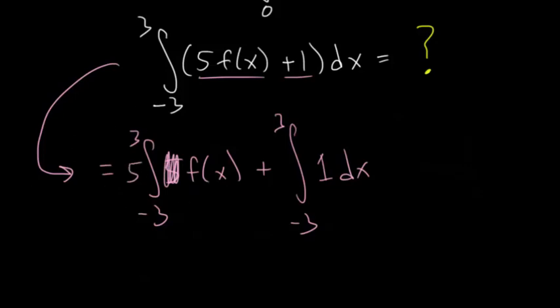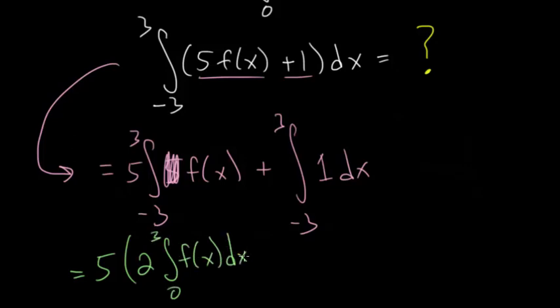And recalling what I mentioned about even functions, this integral here can essentially be rewritten as 5, this constant here just carries along, and then we have twice the integral from 0 to 3 of f of x dx. And I forgot my dx here. And then this integral can evaluate to just x, since the integral of 1 dx is just x, and we have to evaluate that from -3 to 3.